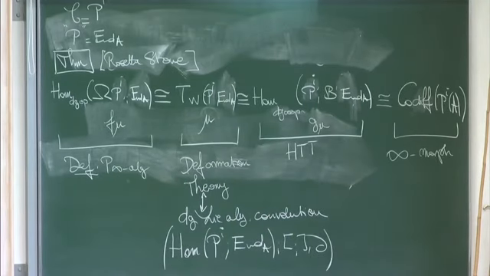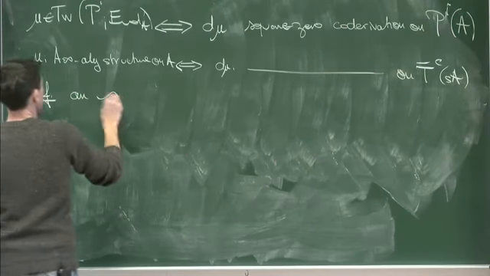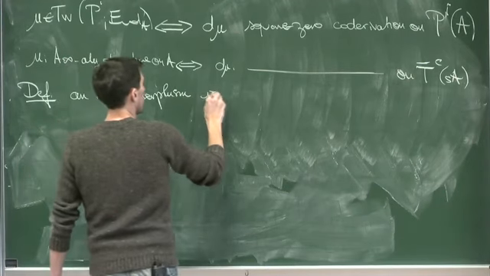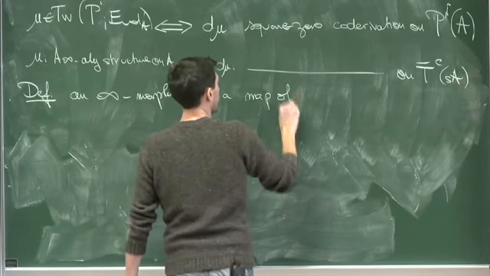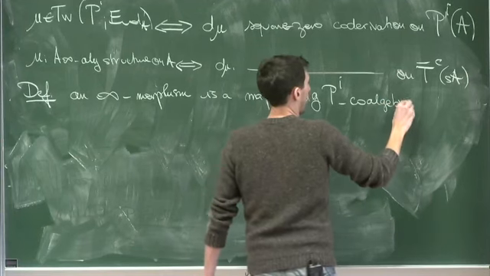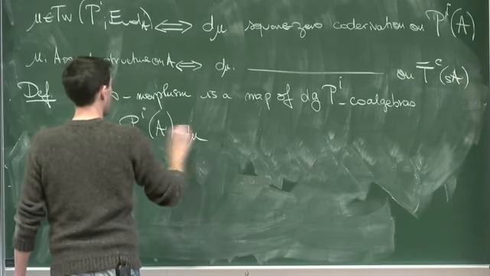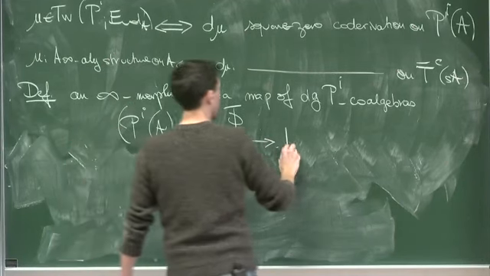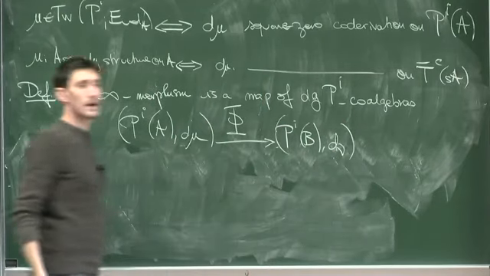Strictly more. So definition: an infinity morphism is a map of differential graded P anti-Schrick coalgebras from P anti-Schrick of A, with the infinity structure on A, to P anti-Schrick of B, with the infinity structure you have on B.